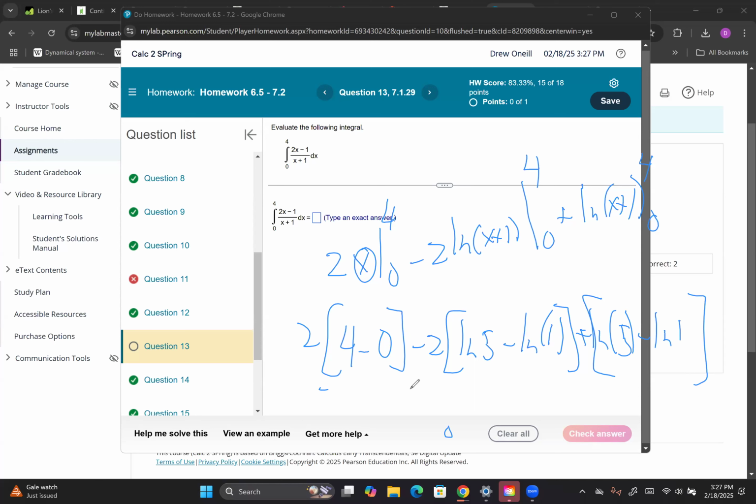It looks like it would be 8 minus 2 ln 5 plus ln 5. So it would be 8 minus ln 5, because you have 2 of these and 1 of these, so it's minus 1.